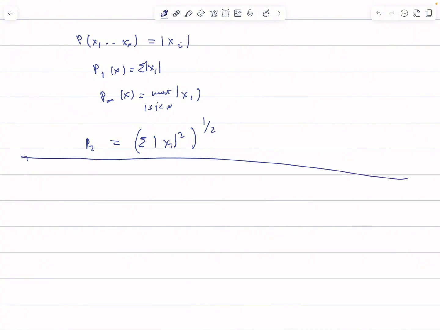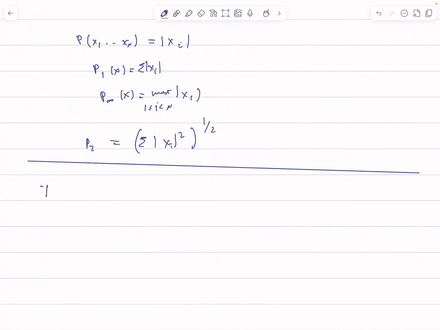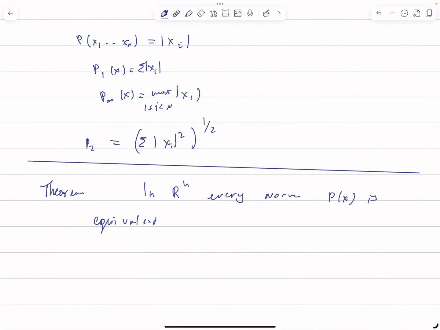Let's prove another theorem. In Rn, every norm P is equivalent to P2, the second norm, which is the absolute value of x. Now we need to show that this one, P of x is less than or equal to C times |x|.